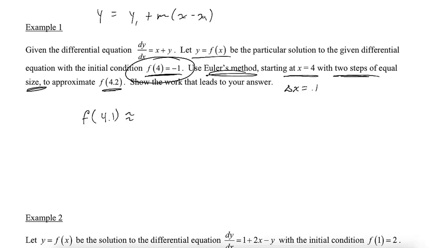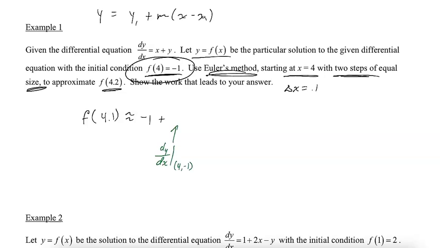And that is about my y1, my previous point, so negative 1, plus my slope. My slope is going to be my differential at my previous point, so let me write that out. This is probably where you're going to mess up if you mess up.